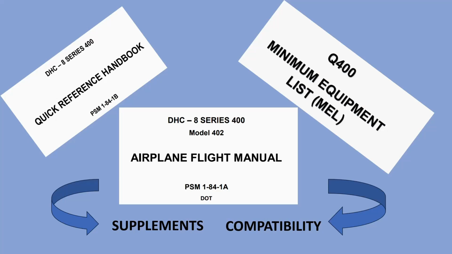Then you go to the airplane flight manual, then to your supplements. When you go to your supplements, you look at your limitations for that particular fault and malfunction. If you are within the limitations, it's okay. But if you see that you are not satisfying a limitation, you won't go. And then from that supplement, you go to the compatibility table.